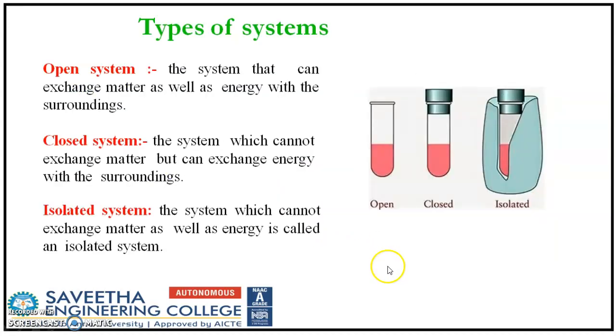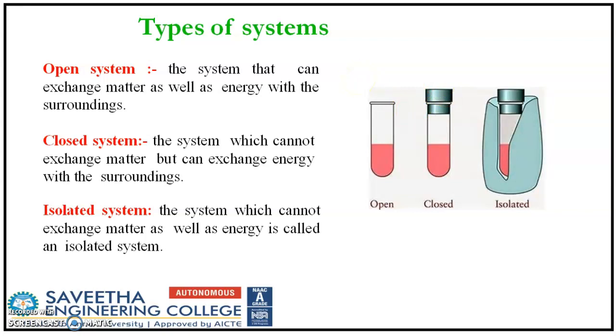Next, there are three types of systems: open system, closed system, and isolated system. The open system, the system that can exchange matter as well as energy with the surroundings, is called an open system. See, consider you are studying and your mom is giving a cup of coffee. That is an open system. It can exchange both energy and aroma with the surroundings. So that is a very basic example of an open system.